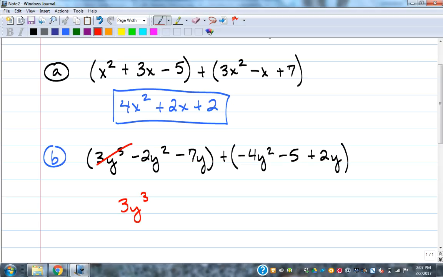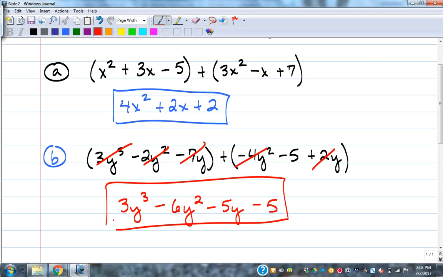All right, now what's next? Y squared, right? So negative 2y squared and negative 4y squared would be negative 6y squared. Notice we're not changing exponents here. You're adding and subtracting, exponents don't change. It's only when you multiply or divide that exponents change. And then we got a negative 7y. It goes along with what? 2y. So negative 7 plus 2 would be negative 5y. And then I'll finish with those. All that's left is a minus 5. We've added those two polynomials.